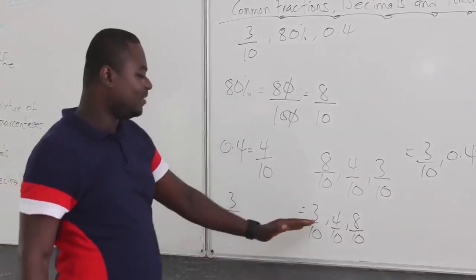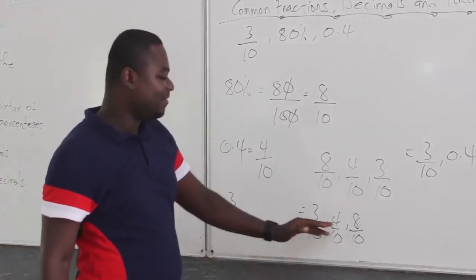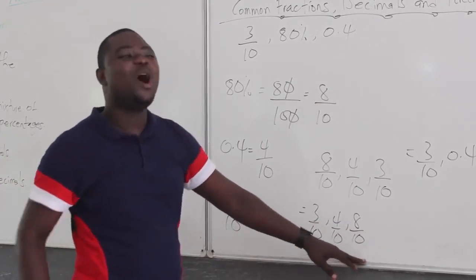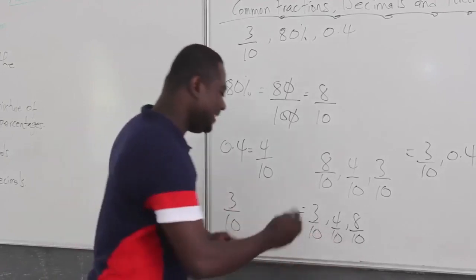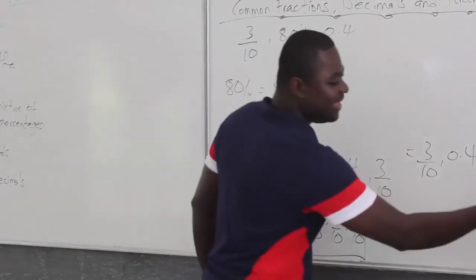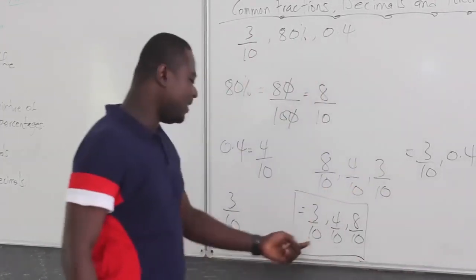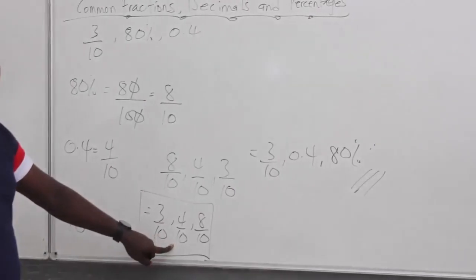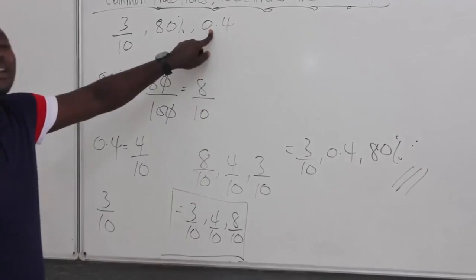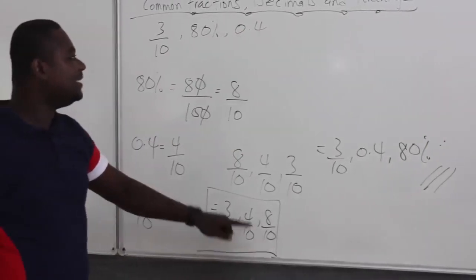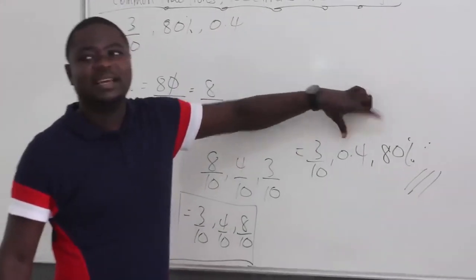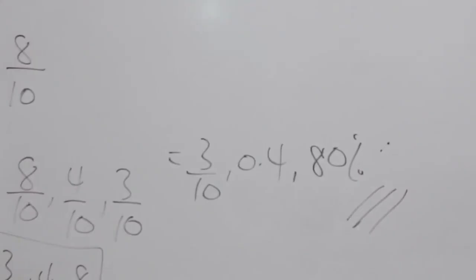So that's what we did. We compare using the numerators. We have 3, 4, and 8. Please, this is not the answer. This helps us to get the answer. This is not the answer. This is rather the answer. So with this, you then write its corresponding form. So 4/10, from the question, it was 0.4. 8/10, from the question, it was 80%. So you write it there nicely, and you are good to go.